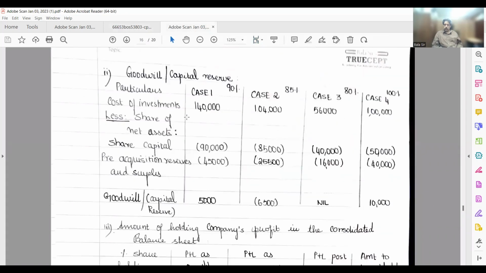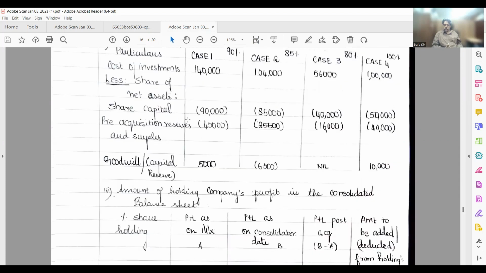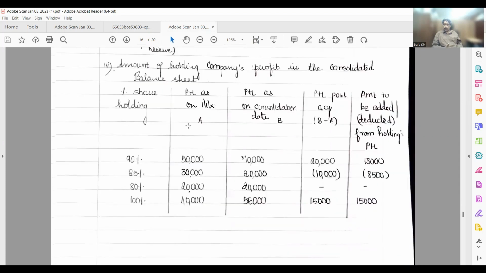Next, goodwill or capital reserve. Cost of investment 1 lakh. Less share of net assets: share capital 50,000, which is 100% of 50,000, then pre-acquisition 40,000 at 100%. In all 90,000. The difference is 10,000 rupees goodwill. Next, your post-acquisition profit will be 15,000 at 100%, and this can be added to 2 lakh. In your study material there's only 15,000, but the right amount should be what is there in the holding company plus 15,000, in all 2 lakh 15,000. Yes, sir.